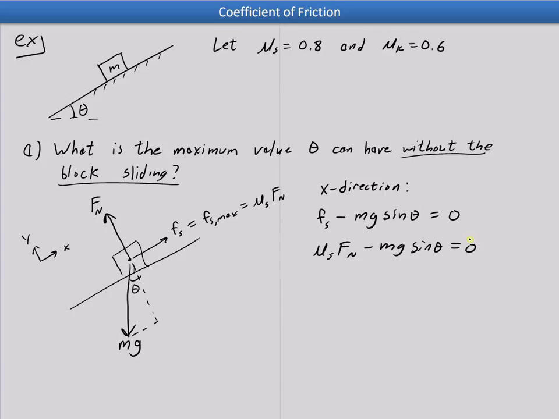Now this is not enough by itself. We can try and solve for theta, but we're not going to get too much further. We can move mg sine theta to the other side of our equation. That would be equal to mu s times the normal force. Divide both sides by mg, and that's the furthest we can get because we don't yet know what the normal force is. The normal force is not mg. They're not in opposite directions. The normal force is actually less than mg. And we figure out what it is by looking at the y direction.